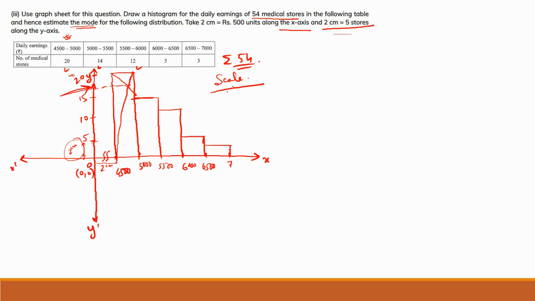Scale along x-axis. Although it's given, still write it along x-axis. It's 2 centimeter equals rupees 500 units, and along y-axis, always write the scale in the graph paper just to be sure. It equals 5 stores. So your examiner will also understand what scale has been taken, and then you proceed with the problem. So having said that, let me move to the next question.